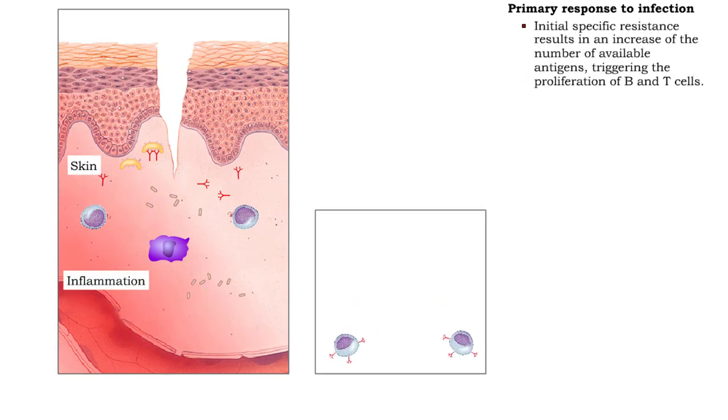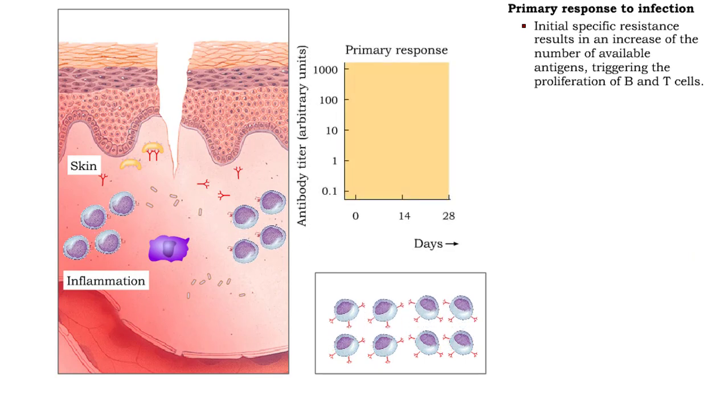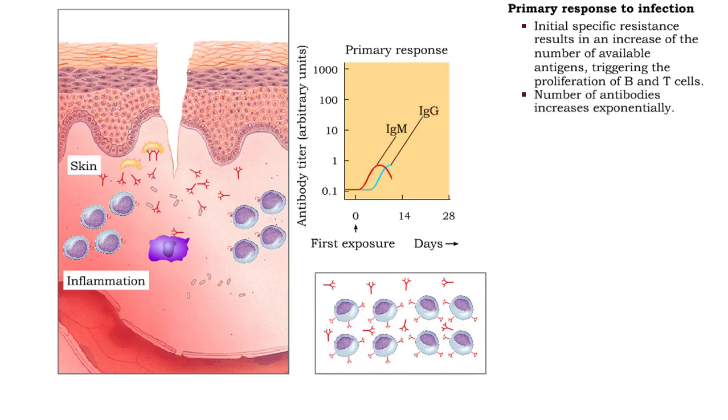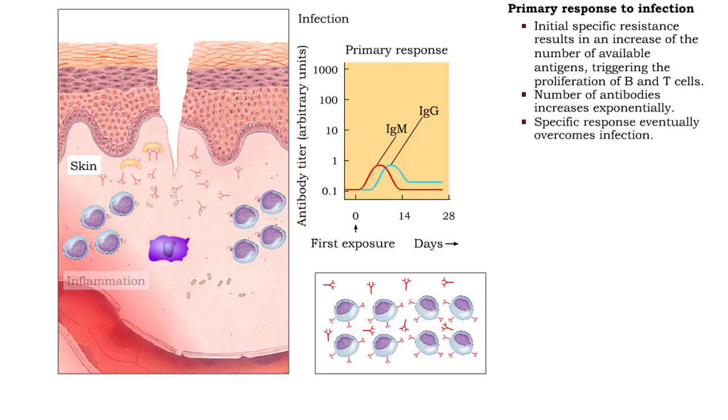The processes of initial specific resistance result in an increase of the number of available antigens and trigger the proliferation of B and T cells. The number of antibodies increases exponentially. After a week or so, the specific responses effectively destroy the infecting microbe.